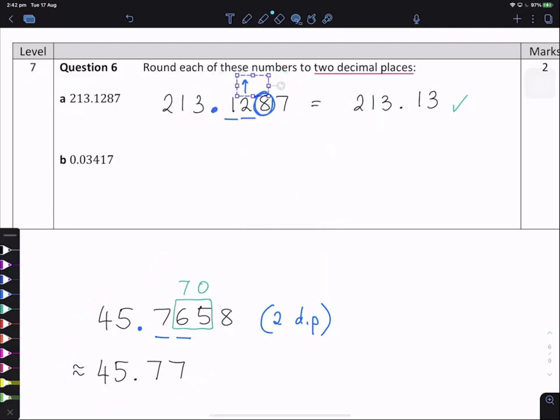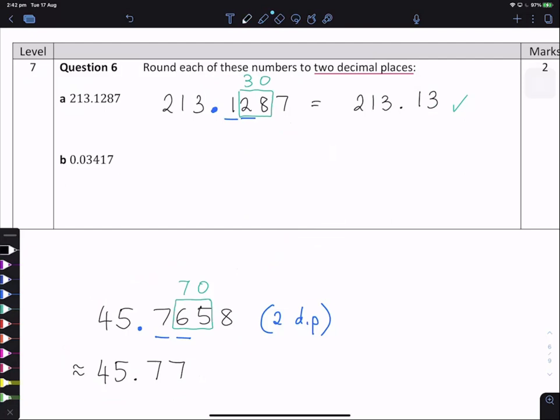So maybe I'll do the same thing here. See how that one was an 8? So we got up to the 2, yeah? So we take the 2 and the number after it. So this number here is 28. What's that closer to? 20 or 30? 30. So can you see if we want 2 decimal places now, it's 1.3. Ta-da.